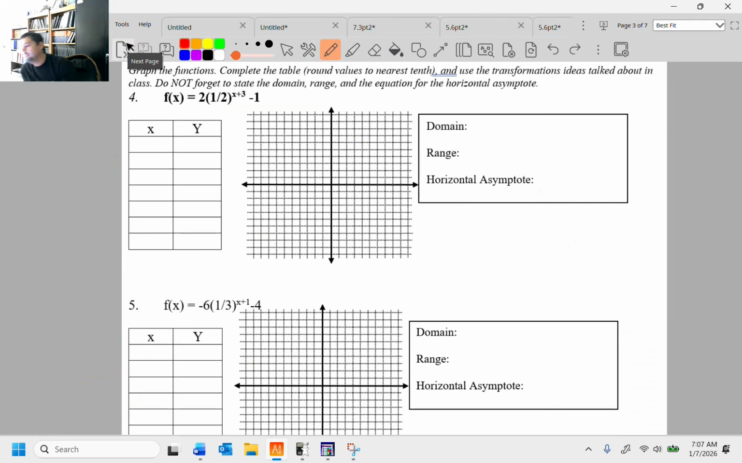Alright. 4, graph the function, complete the table. I can tell you right now the domain is negative infinity to infinity. It is for all exponential functions. Let's see. Use transformation ideas talked about in class. Don't forget to state the domain, range, and equation for the horizontal asymptote. So same set of instructions. Alright, what we have here is a left 3. And we have a down 1.